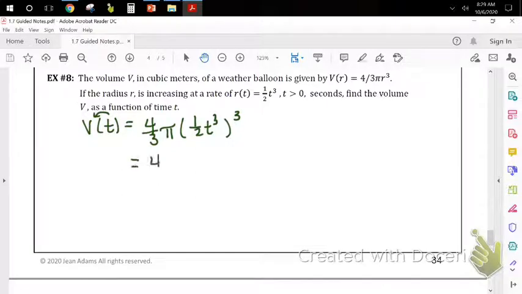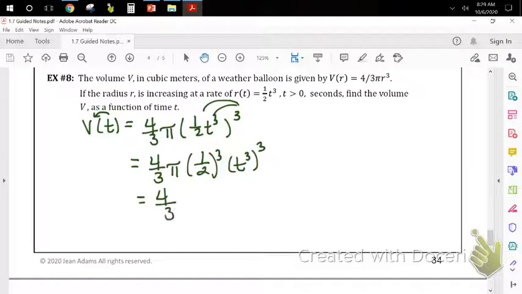So let's see, we've got 4/3 pi. Let's leave that alone right now because we've got to deal with the exponent before we multiply. So I got this 1/2 t cubed, cubed. So I can give this cube to both of these. That means I got 1/2 cubed, and I've got t cubed cubed. So 4/3 pi, 1/2 cubed is 1/2 times 1/2 times 1/2. Across the top, 1 times 1 times 1 is 1. Across the bottom, 2 times 2 times 2 is 8. And then t cubed cubed, remember, when you have power to a power, you multiply the powers, so that gives me t to the 9th.